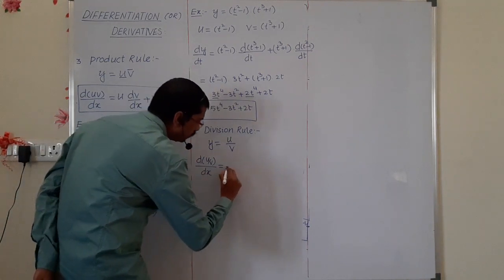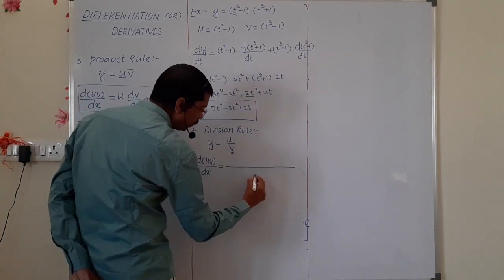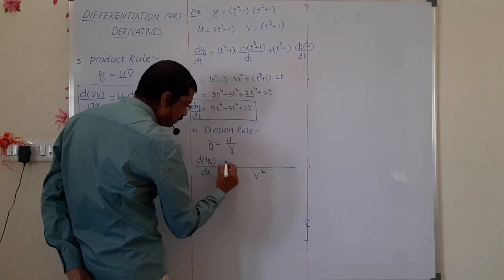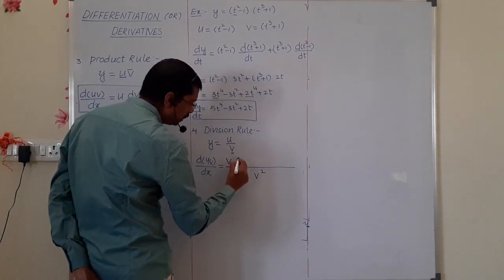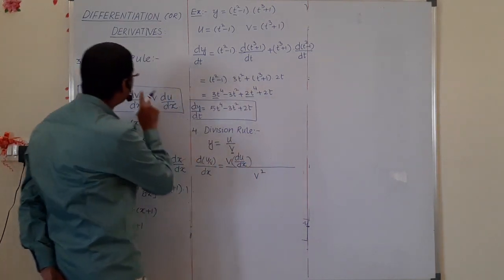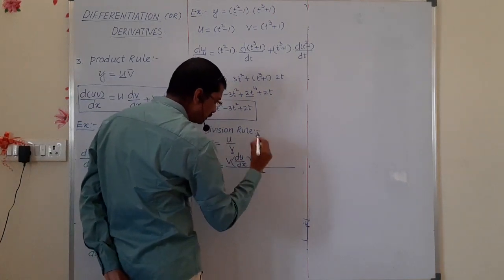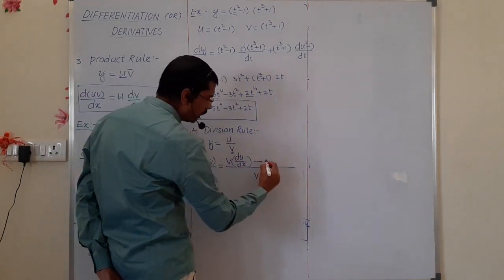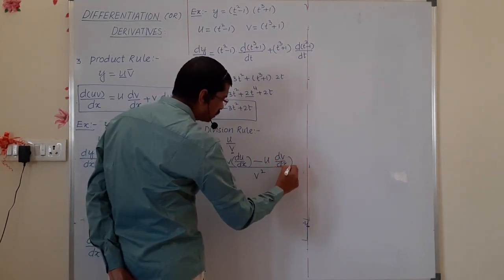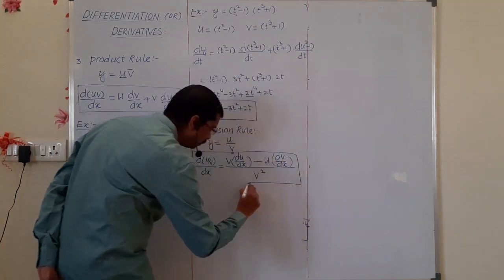minus u dv upon dx) upon v square. Here, first of all, we have to write the denominator, v, and take its square. Then keep the denominator v as the constant and differentiate du upon dx. Here multiplication means plus, but division gives minus. Now u is the constant, and dv upon dx. This is the formula for the division rule.